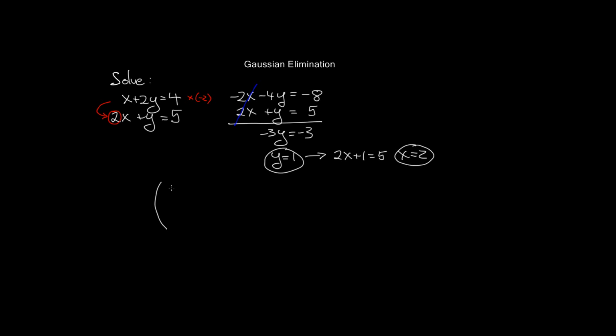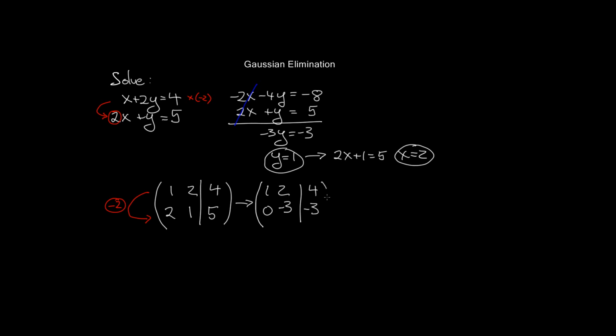And I'm going to do the standard thing of getting rid of the x's and y's and just writing this in an augmented matrix form. The 1, 2, 2, 1 are the coefficients of the original equation, and the 4, 5 are the right-hand side. And what I did is I took the first row and I left it, and then I added minus 2 times the first row to the second to turn this into this matrix.